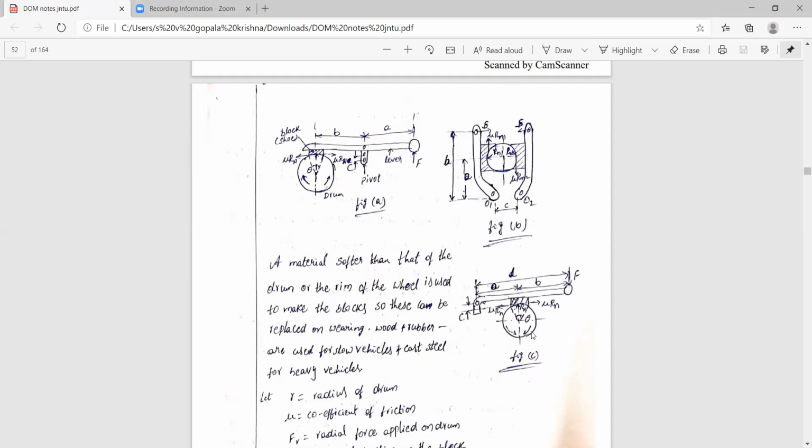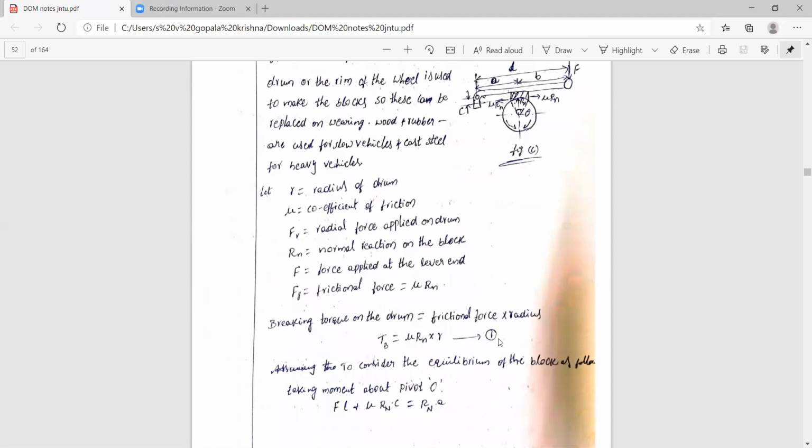Generally the shoes are made of wood and rubber for slow vehicles and cast steel for heavy vehicles. Now, before making the derivation, let us know some symbol notations. Let small r be the radius of the drum. Just observe diagram C. Mu is the coefficient of friction, and Fr is the radial force applied on the drum.